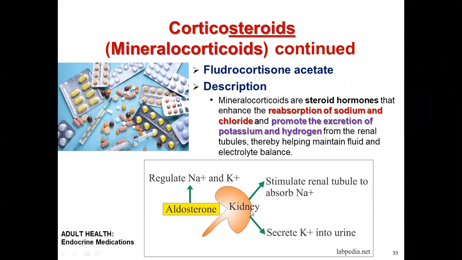So in this flow chart, we can see aldosterone, because aldosterone is a mineralocorticoid. They regulate the sodium level, they regulate the potassium level. What are the mechanisms? They stimulate the renal tubules to reabsorb sodium, and also they secrete the potassium into the urine and make a balance we call electrolyte balance.